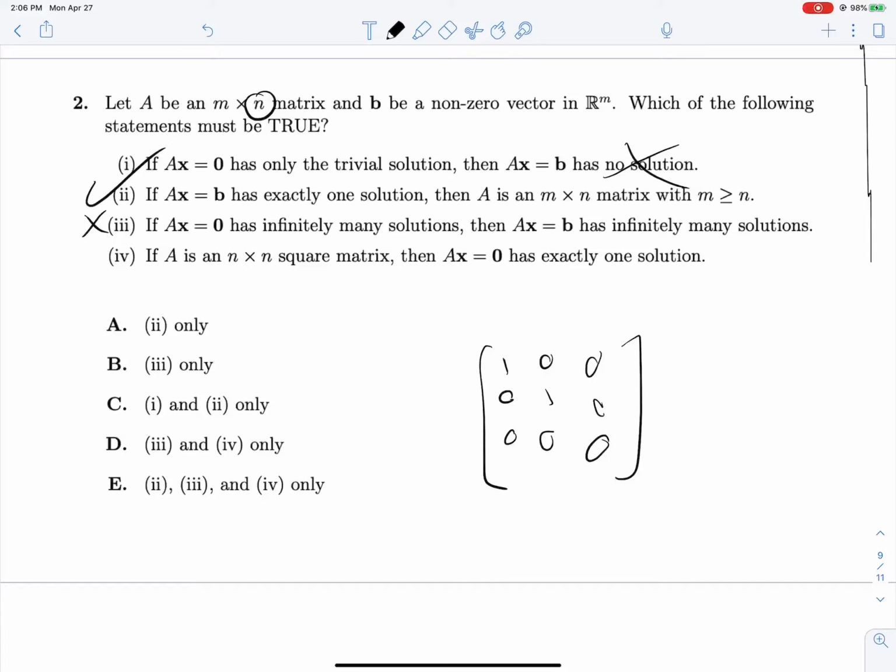And I'd just like to show you, Ax equals 0 for this does have infinitely many solutions, because we have a null space with a dimension of 1, because we have one free variable.